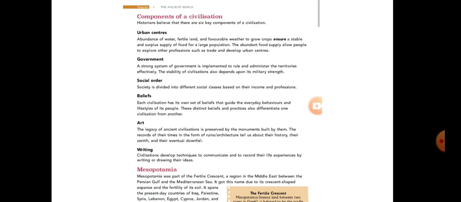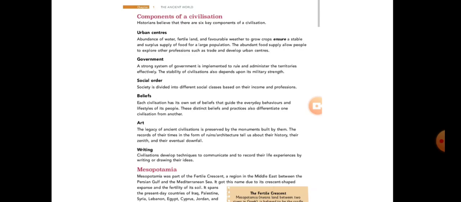Then another important component is government: the set of laws and rules, and a person who is in the commanding position. So he can make the laws, he can decide about things, and he can supervise all the people living under his domain.